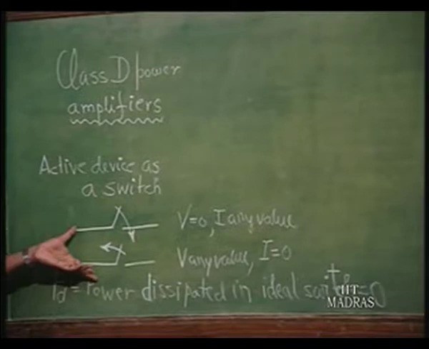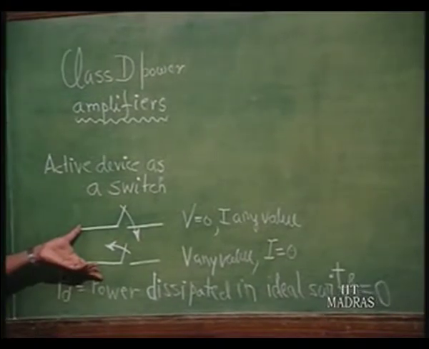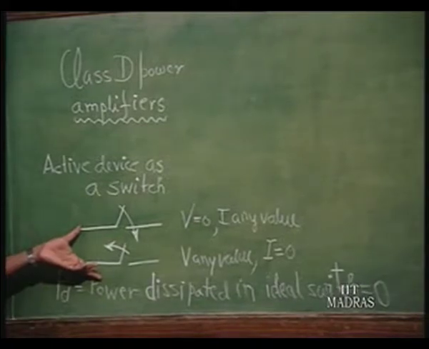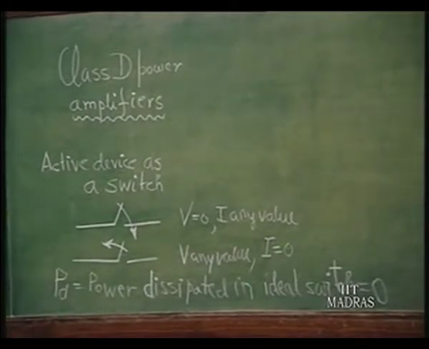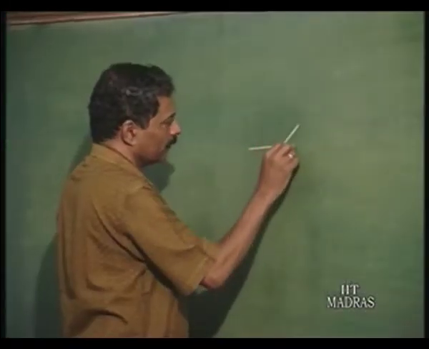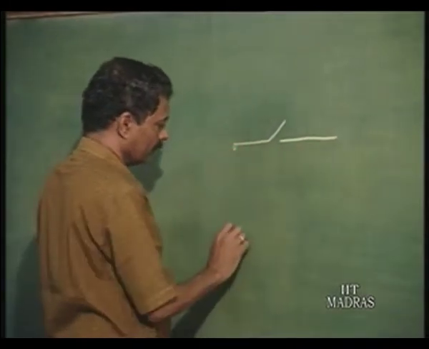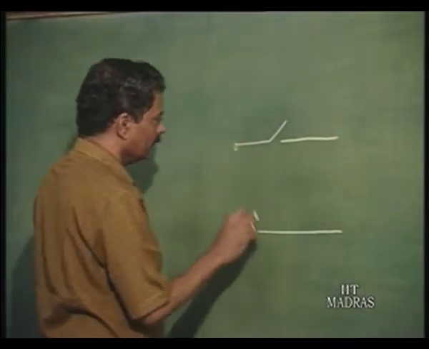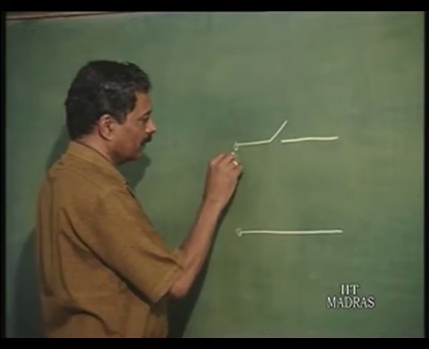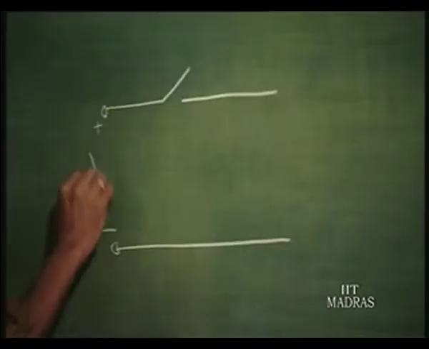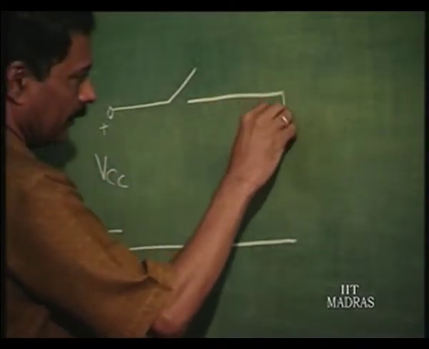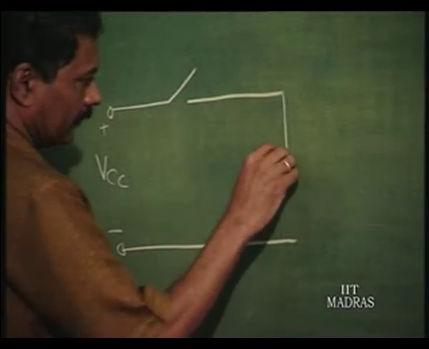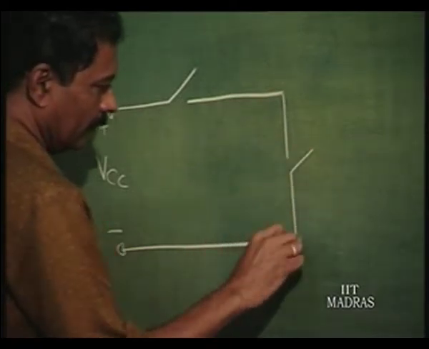As long as I do not waste power, I can convert this power into useful power, and therefore, efficiency could be theoretically equal to 100%. We will show this, how this practically can be done. So, we have a switch here which we say is connected to, let us say, VCC, and let us say it is connected to ground.